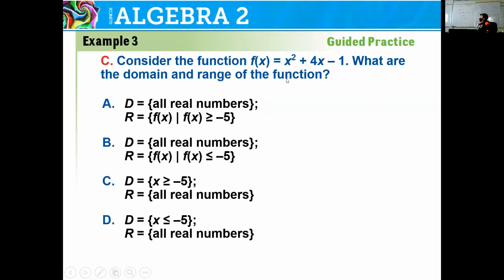Okay, we have the same equation. So what are the domain and the range of the function? Remember, domain is never limited for a parabola or a quadratic. So that's always going to be all real numbers. We have a minimum value. So all of our y values need to be greater than or equal to a negative 5. So our answer is A.